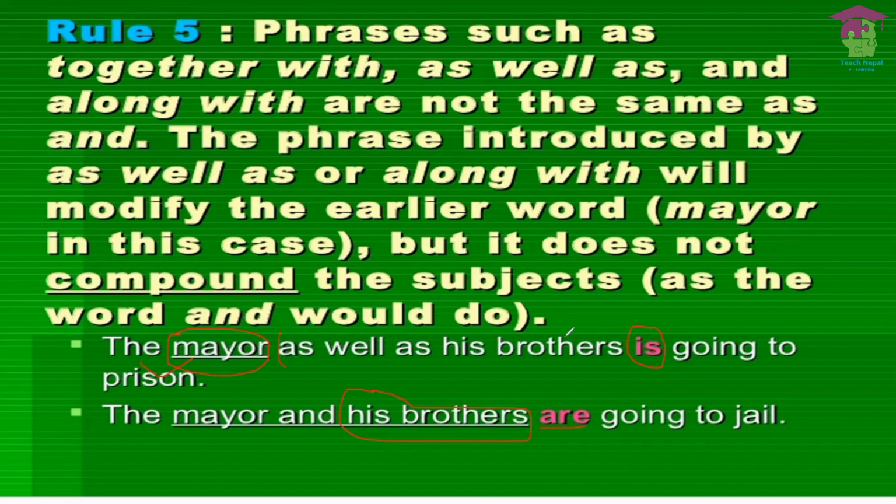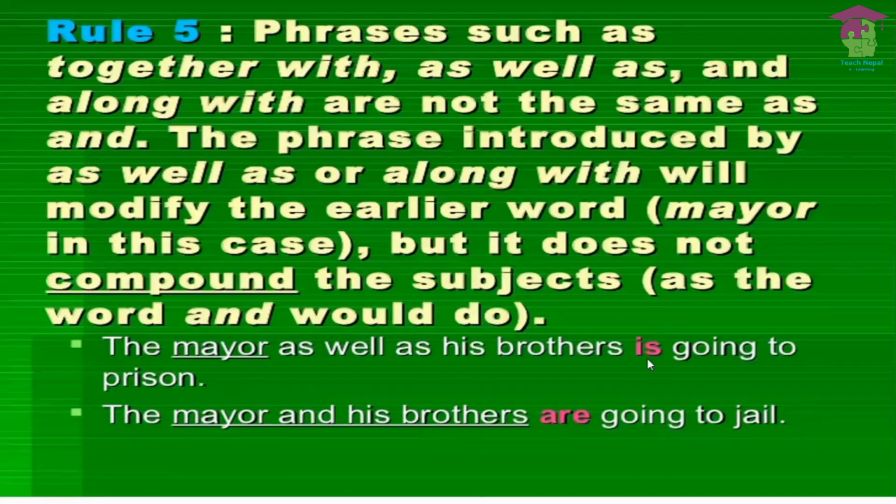र what we understand is the mayor is going to the prison, right? But the mayor and his brothers भइदियो भने चाहिँ के हुन्थ्यो त? It would be are, because it's joining this. So as well as together with आएको केसमा चाहिँ this is for extra information मानिन्छ, so that we don't need to write the plural verb there. So we just need to write the singular verb like is.